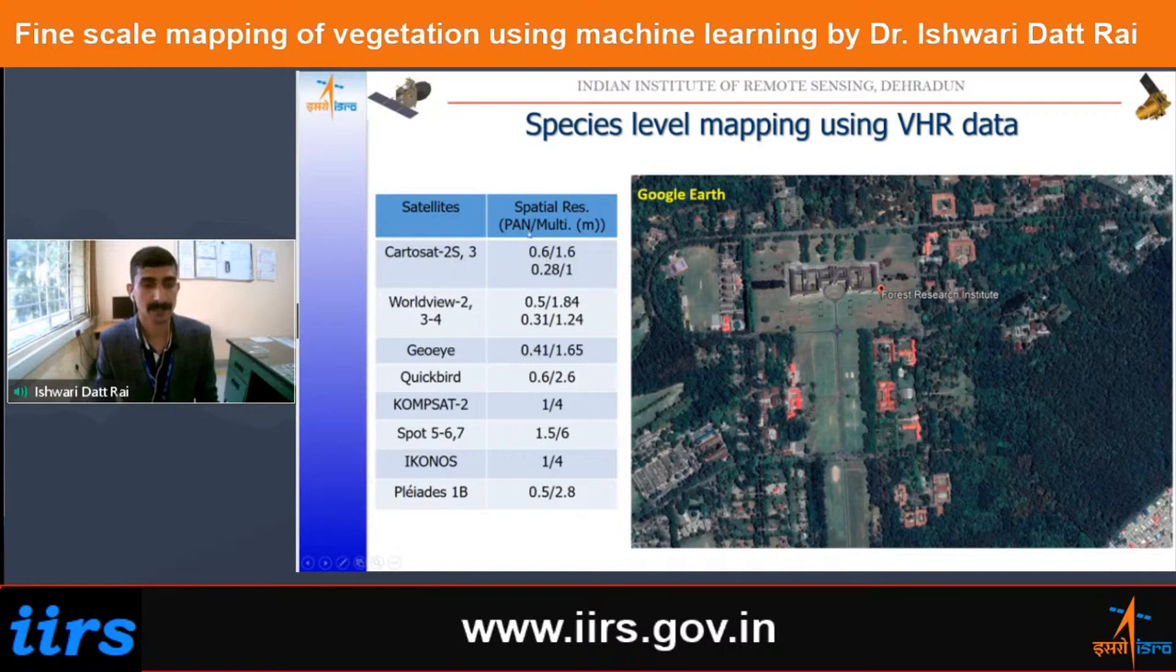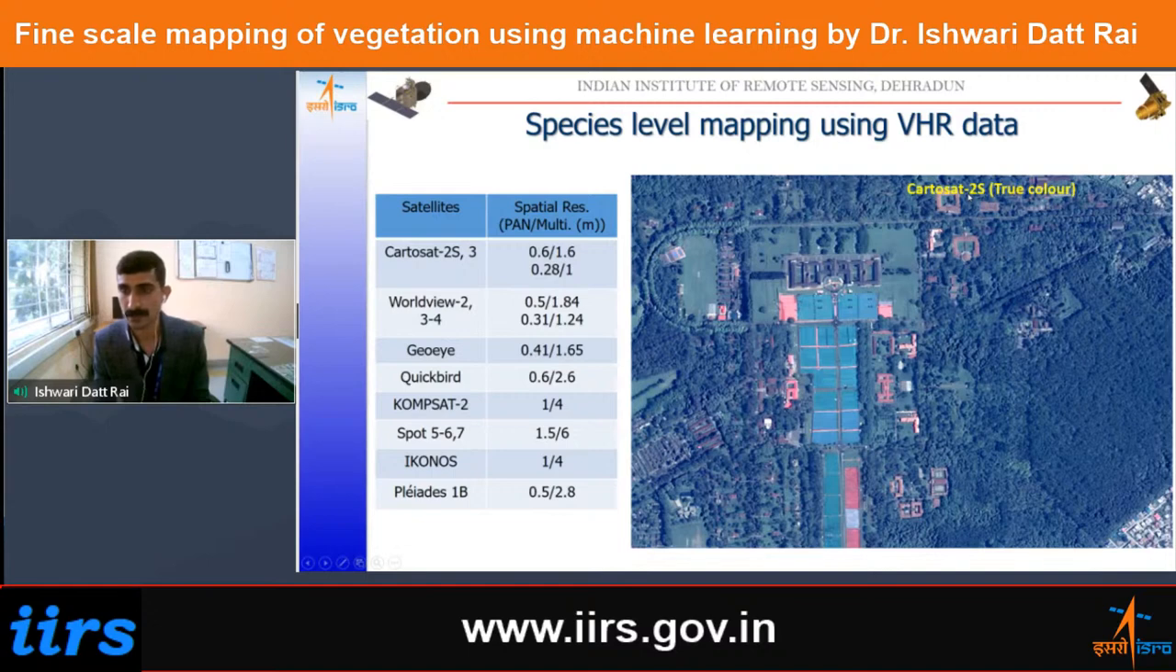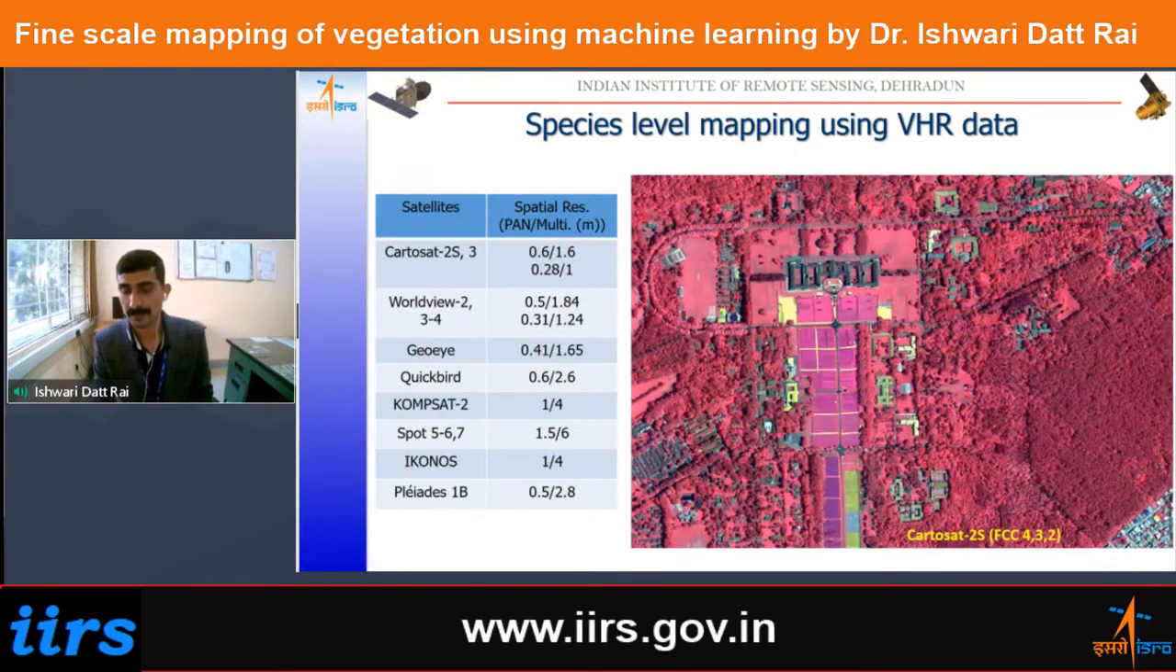The spatial resolutions are 0.6 meter in the panchromatic bands and 1.6 meter in the multispectral bands. Like these, WorldView-2, GeoEye and IKONOS are examples of very high resolution data, meaning sub-meter resolution. This is an example of the FRI campus, a well-known area for most of us. We took a small part of this area because we tested this Cartosat-2S data for species level classification here. The FRI campus is very rich in species which are planted here. Here you can see the Cartosat-2S true color imagery, and this is the false color composite of the Cartosat-2S.